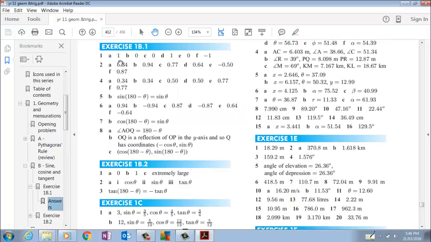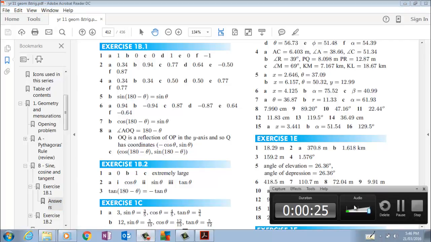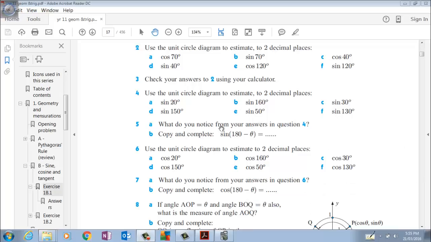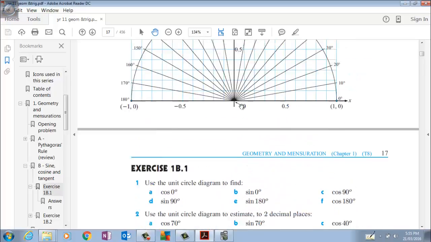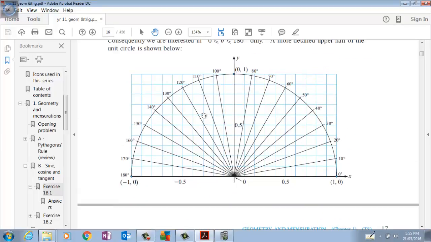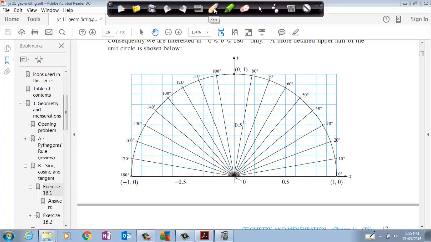And here are the answers for 1B1, question 1, A, B, C, D, E and F. Okay, now we'll do question 2 and 3 together, because 3 is just check your answer to 2 using your calculator. So I'll do the first one, cos 70, and you can try the rest. So cos 70, we've got to find the 70 degrees, and that's this line here.